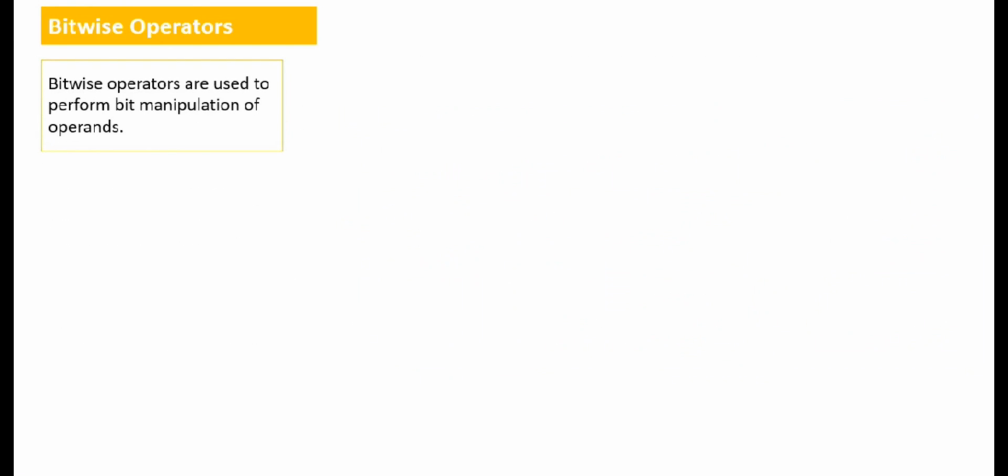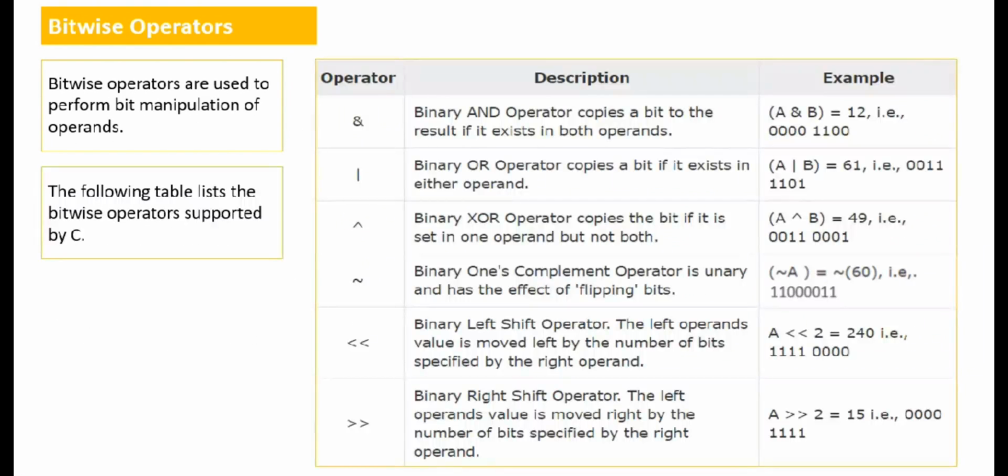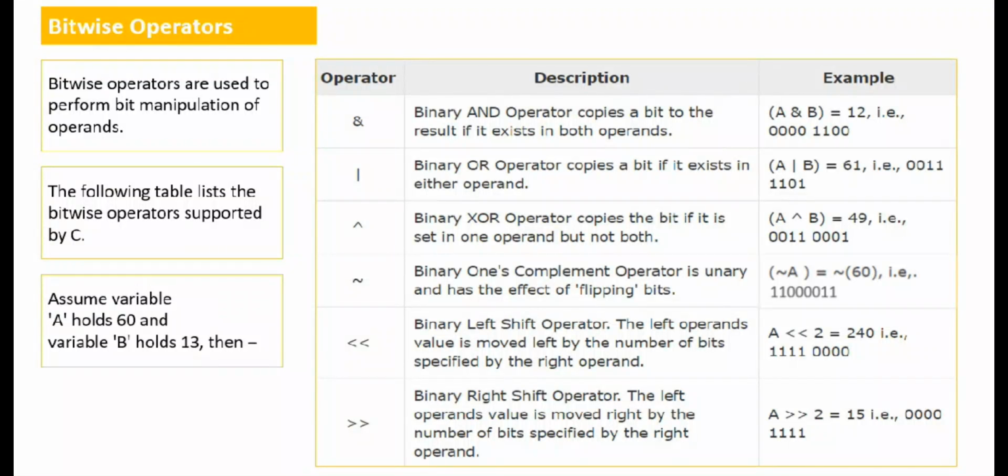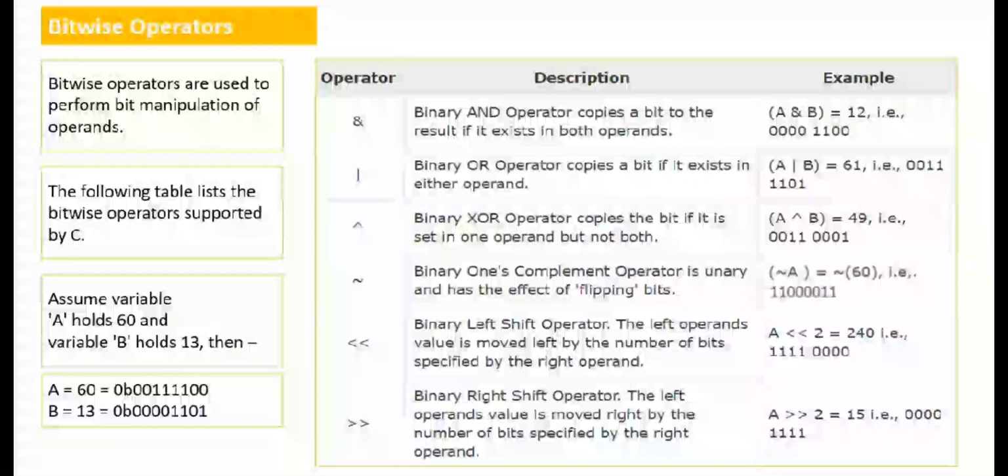Next is bitwise operators. Bitwise operators are used to perform bit manipulation of operands. The following table lists the bitwise operators supported by C. Assume variable A holds 60 and B holds 13. Then the binary representation for 60 is 00111100, and for 13 it's 00001101.